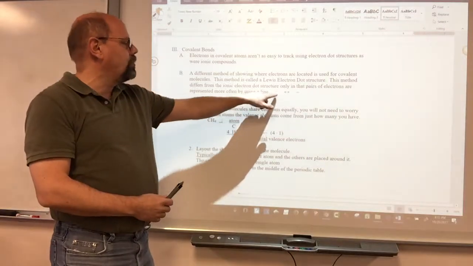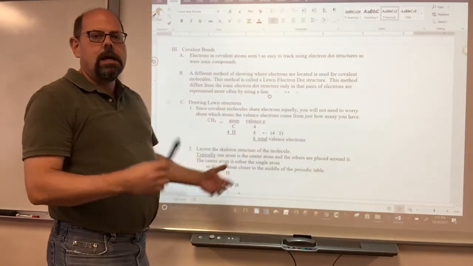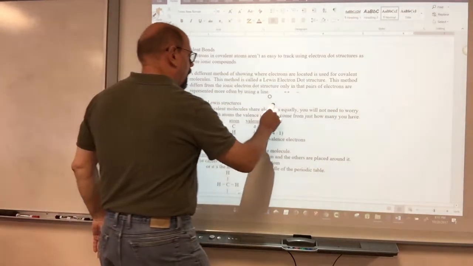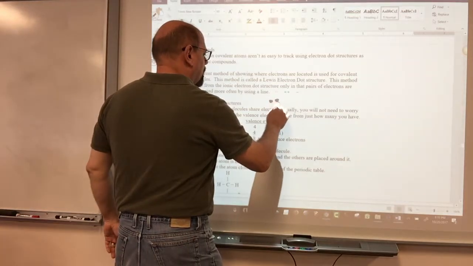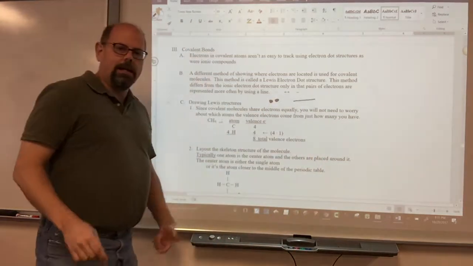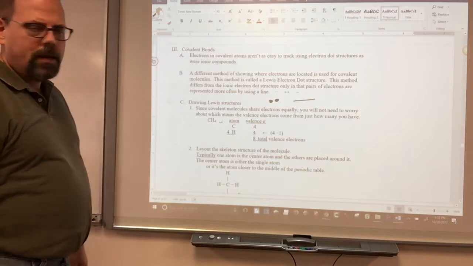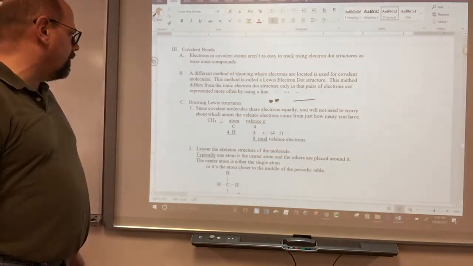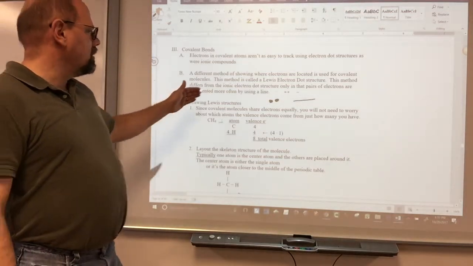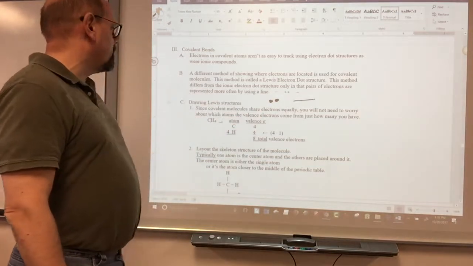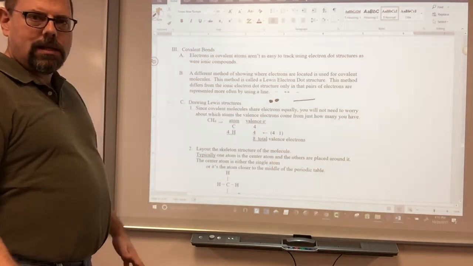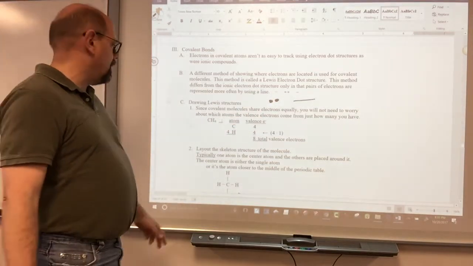So we're going to use, instead of 2 dots, we're going to just call 2 dots a line. So instead of saying, hey, here's these 2 dots from some element, instead we're going to draw it as a line, and that's the same thing as 2 dots, all right? There's some magic to it, and I'll show you in a bit what that reason is. So in these Lewis electron dot structures, this method differs only in that the line is there instead of 2 dots. Otherwise, it's the same kind of process.